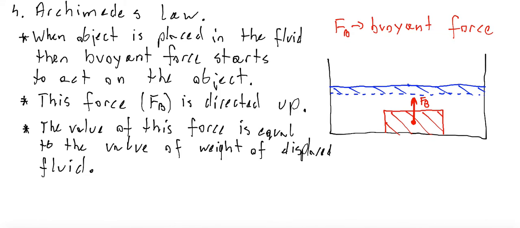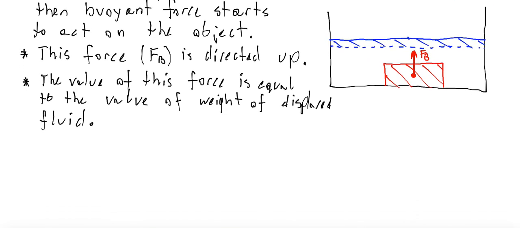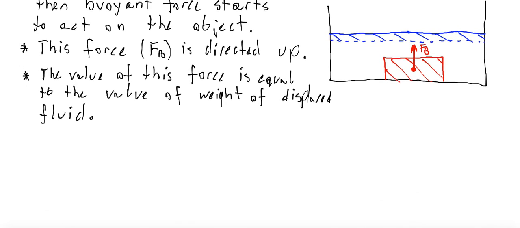Let's write this bullet point number 3 mathematically. We wrote here that the value of buoyant force is equal to the value of weight of displaced fluid. So we can write a formula that buoyant force is the same as the weight of the fluid displaced.